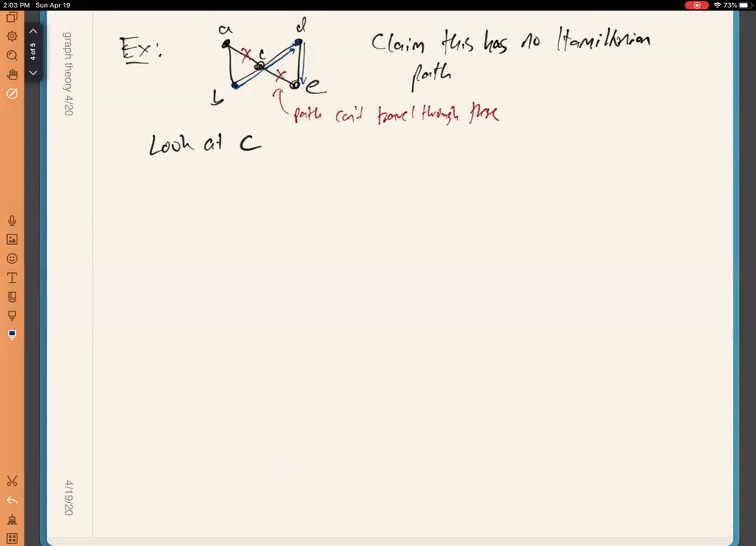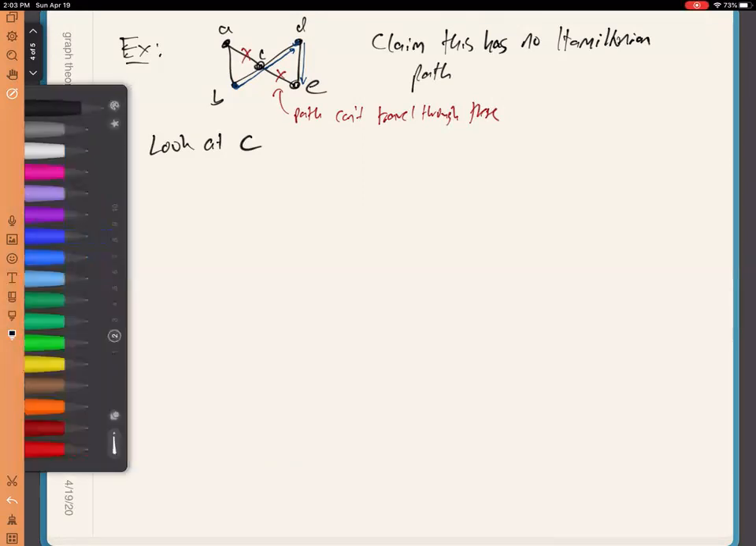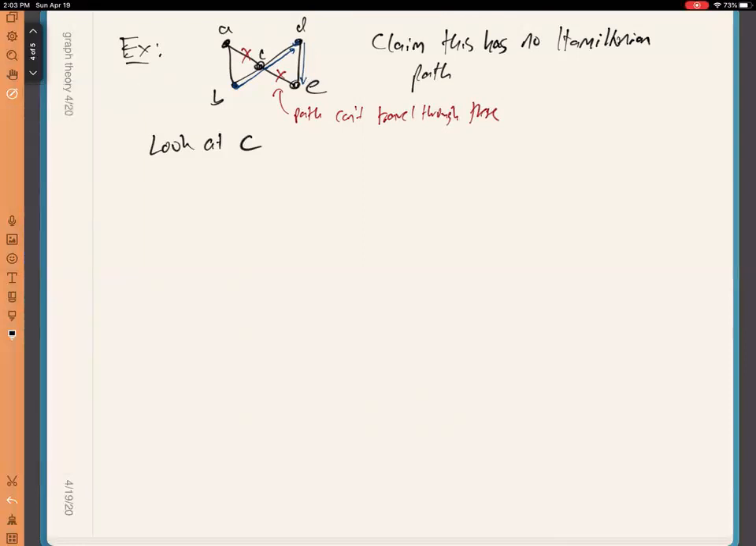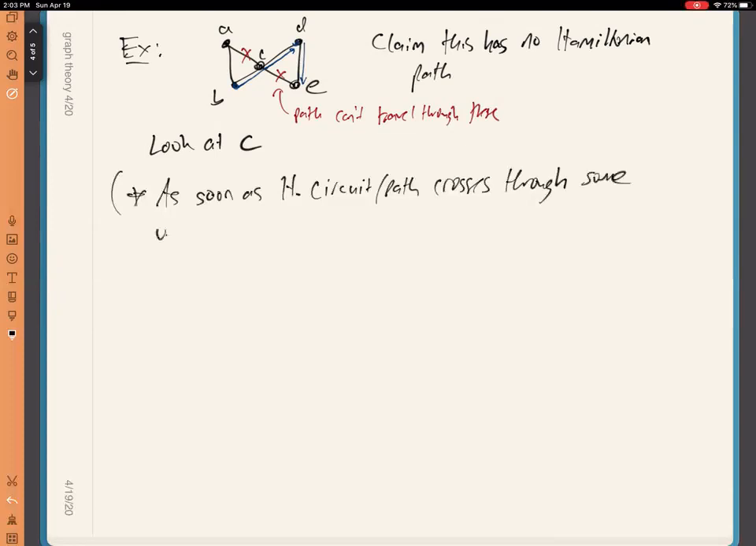In particular, as soon as the path crosses through a particular vertex, you have to remove from consideration all other edges incident with that vertex. So let me just put that as a side note. As soon as a Hamiltonian circuit or path crosses through some vertex, say V, you need to remove from consideration all other edges that are incident with V, which were not traveled by the path initially.